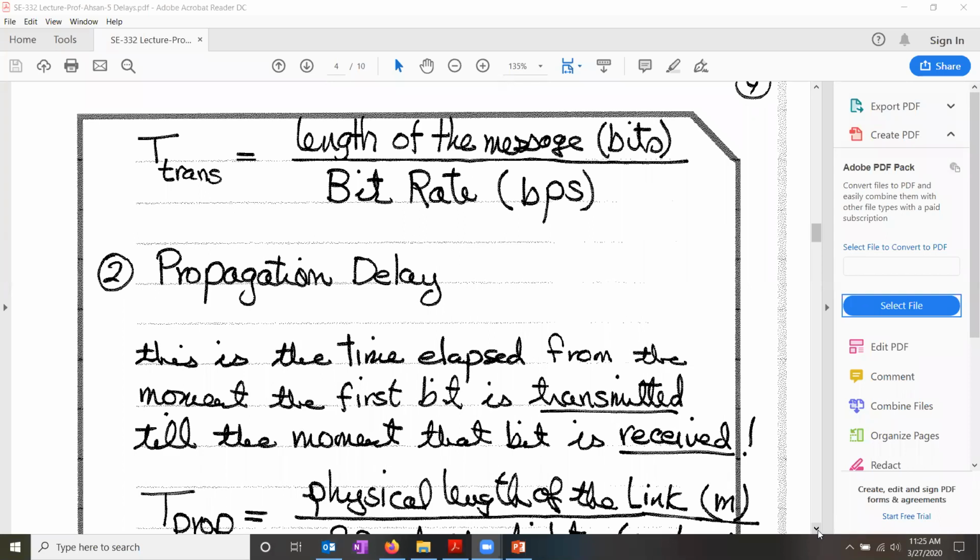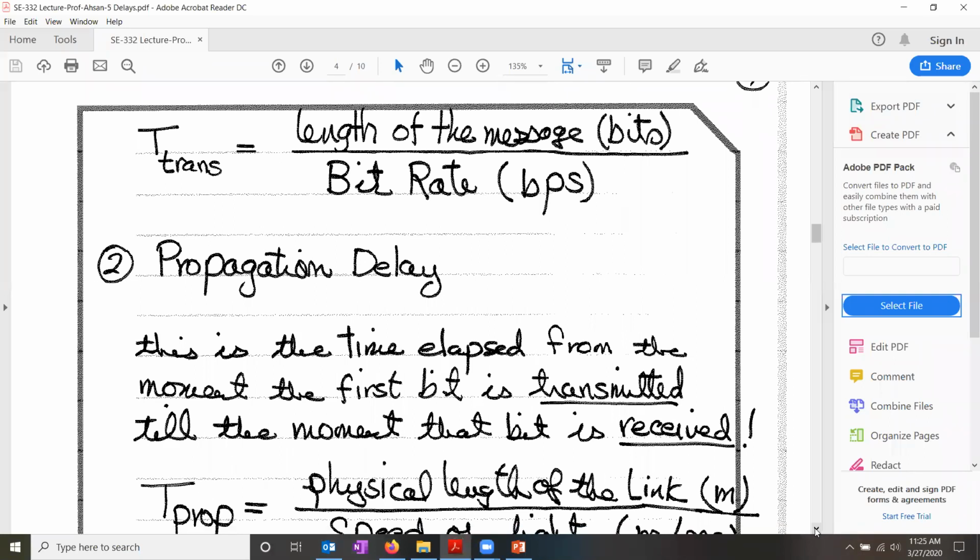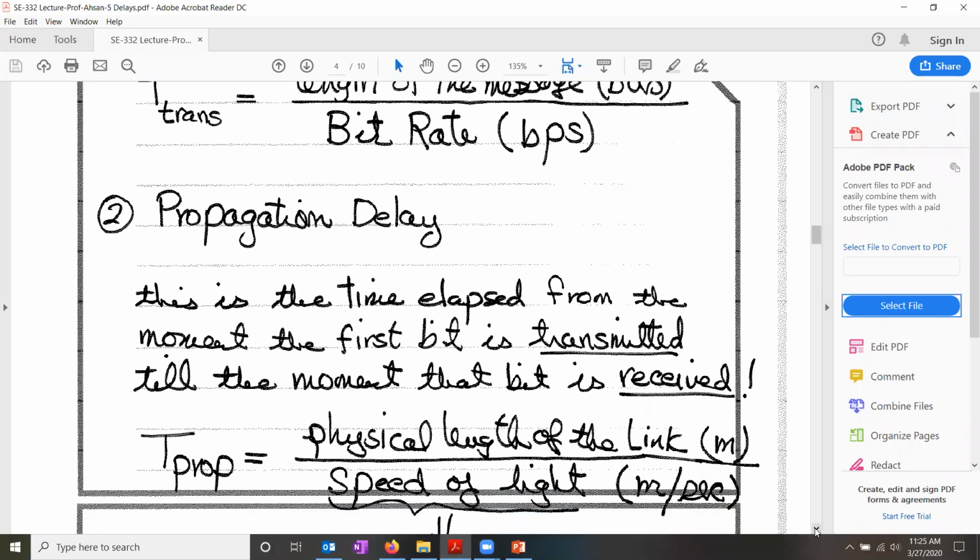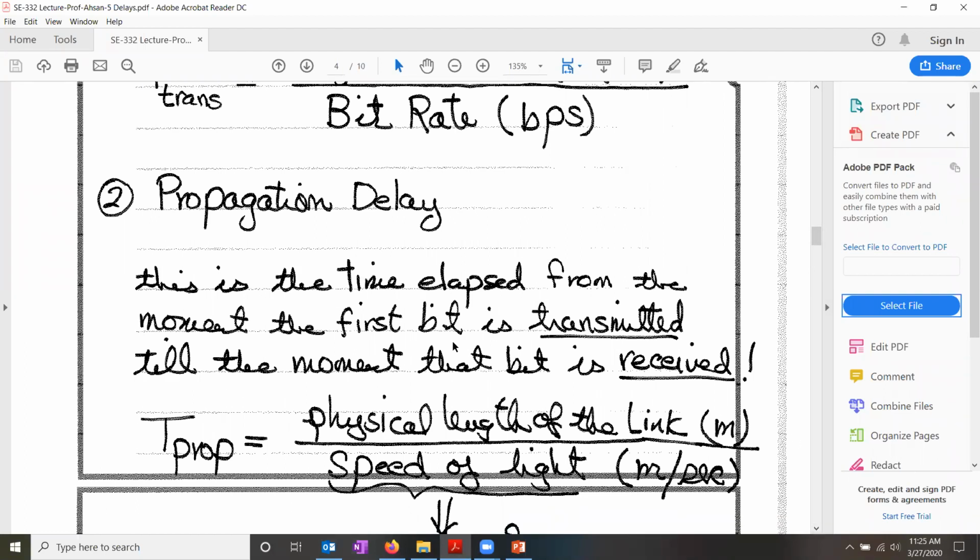Similarly, next is the propagation delay or the propagation time. Okay, how much time it takes for the bit to arrive at the receiver. Now we are talking about receiver. Previously, there was no point of receiver, just the transmission. But when we talk about propagation, it tells this is the time elapsed from the moment the first bit is transmitted till the moment that bit is received.